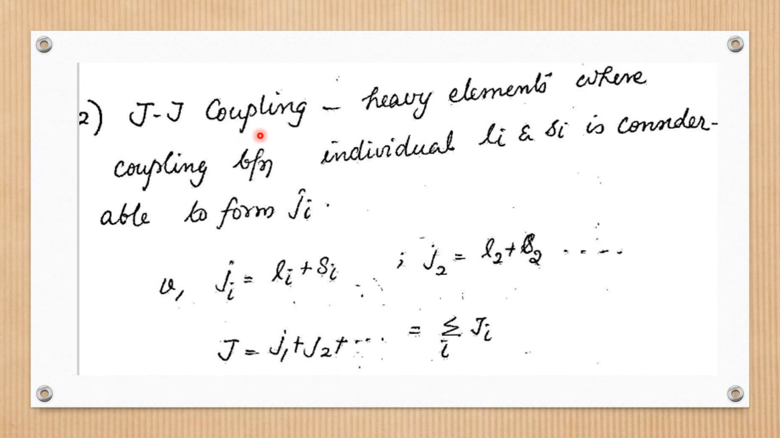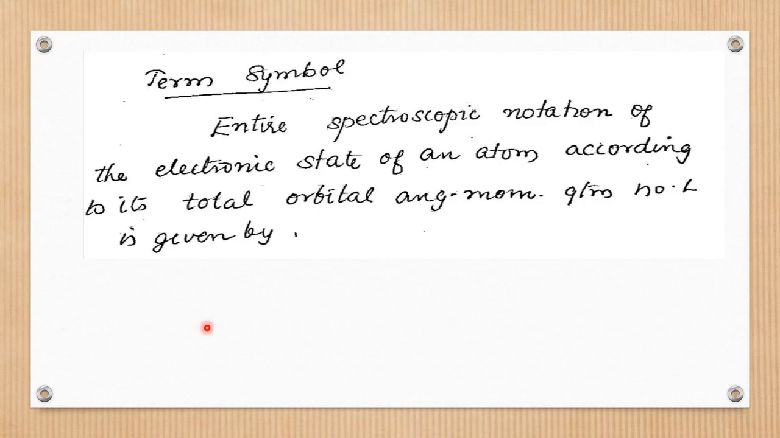Now the second is JJ coupling. This occurs in heavy elements where coupling between individual Li and Si is considerable to form Ji. So individual electrons' L and S combine to form the individual Ji. So Ji is equal to Li plus Si, or J1 equal to L1 plus S1, J2 equal to L2 plus S2, etc. And finally the total J is summed as the individual Ji's, J1 plus J2 plus etc. So in such a way you get the total angular momentum J vector.